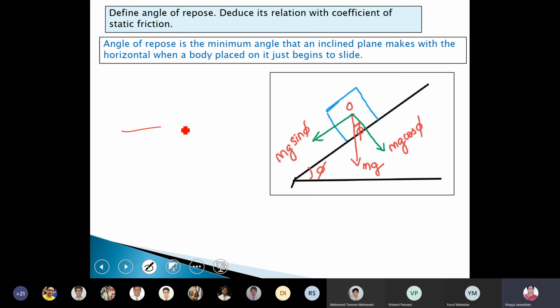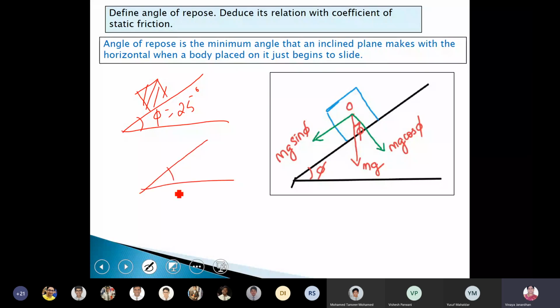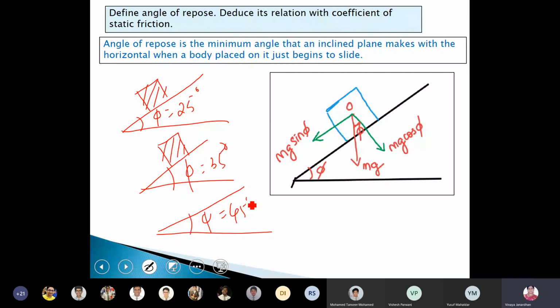Suppose, listen boys, I have an inclined plane. I am placing a body on the inclined plane. When the angle between the inclined plane and the horizontal, say phi, is equal to 25 degrees, the body is still stationary. Now let me increase the angle to 35 degrees. Still the body is stationary. Let me increase it to phi equal to 45 degrees. Now the body begins to slide.